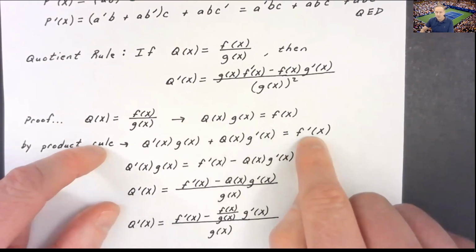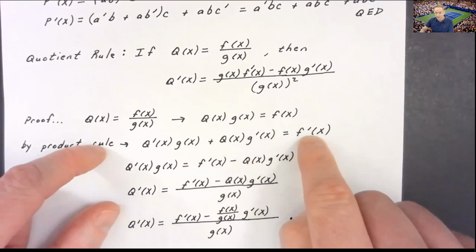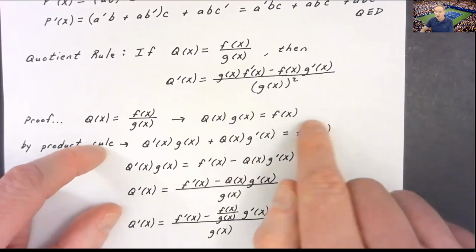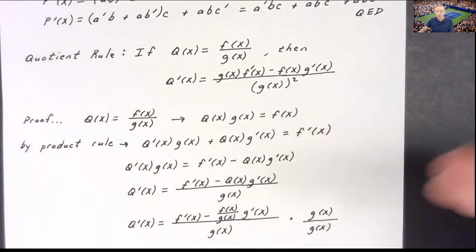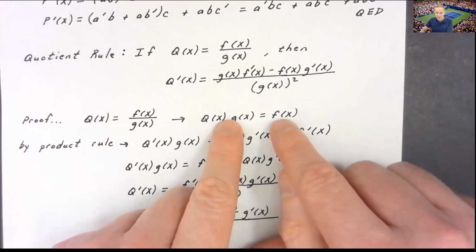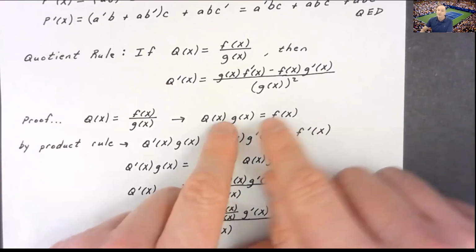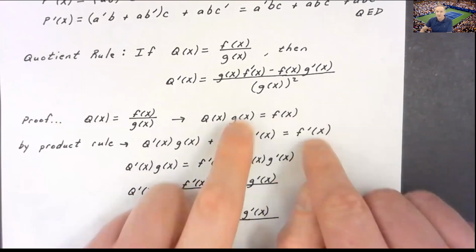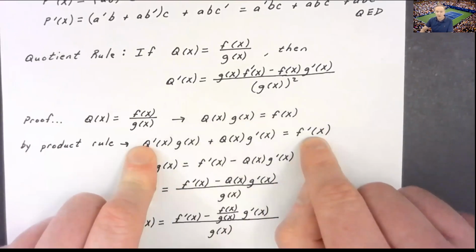Is this a legitimate algebraic maneuver? Absolutely. Remember, whenever we solve equations, as long as you do the same thing to both sides of the equation, it's a valid maneuver. So if this side of the equation is equal to this side of the equation, then the derivative of this side of the equation must equal the derivative of this side of the equation. That's all we're saying right here.